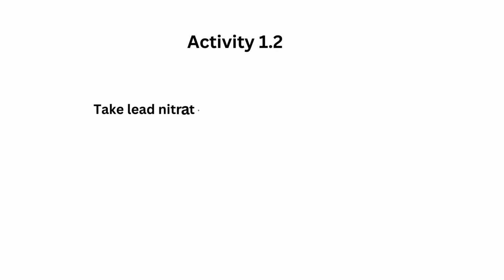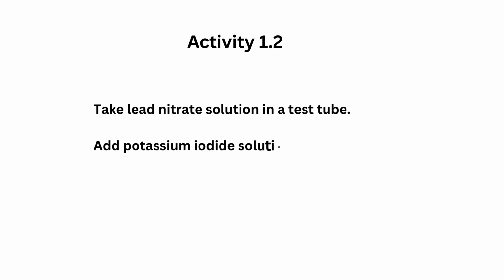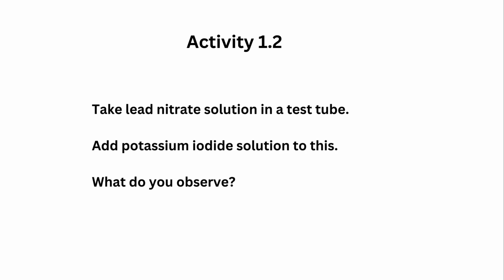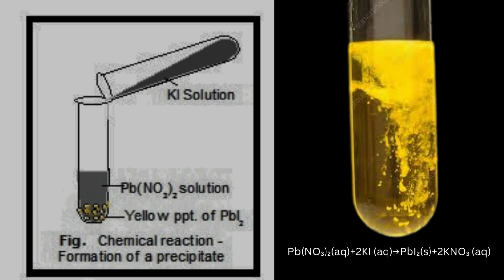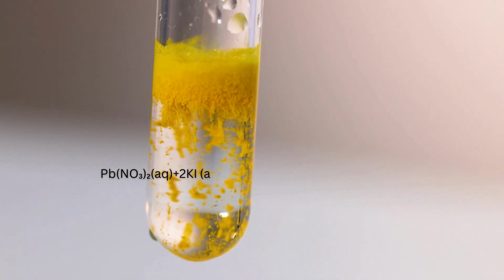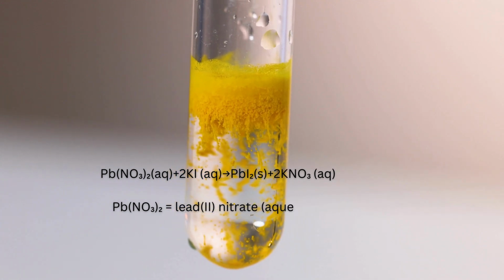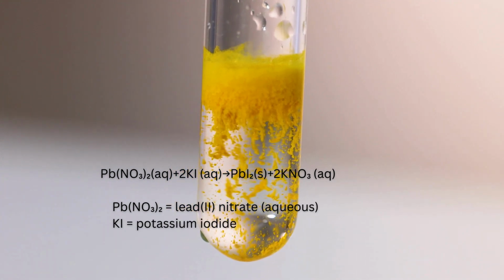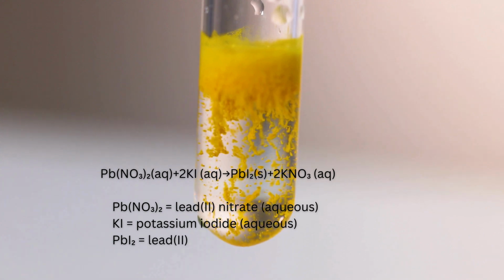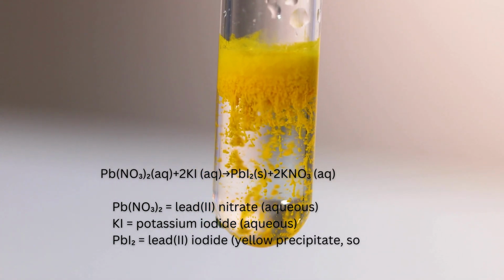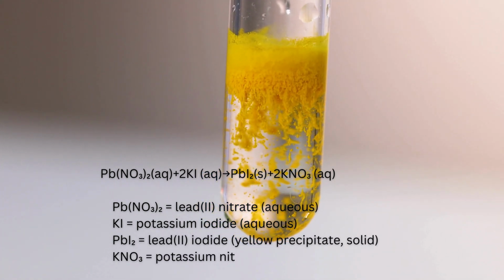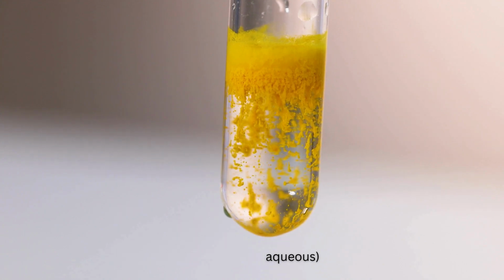Let's move on to our next activity. Take lead nitrate solution in a test tube and add potassium iodide solution to this. When lead nitrate solution is mixed with potassium iodide solution, a double displacement reaction occurs, forming a yellow precipitate of lead iodide, PbI2. In this reaction, the product is a new substance and it has different properties. Thus, this is an irreversible reaction and it is a chemical change.